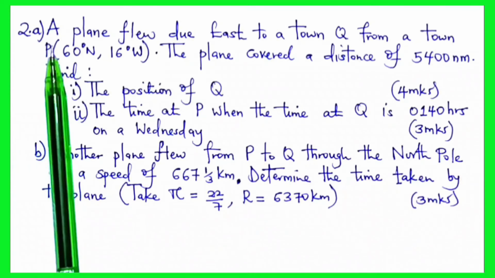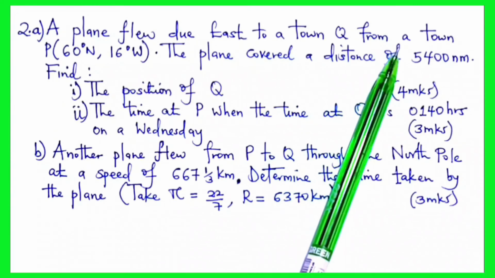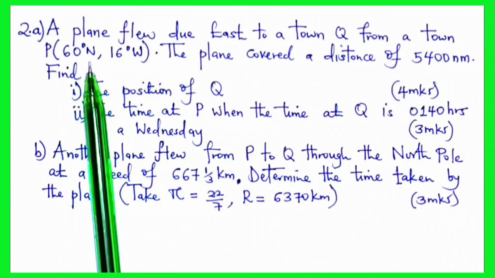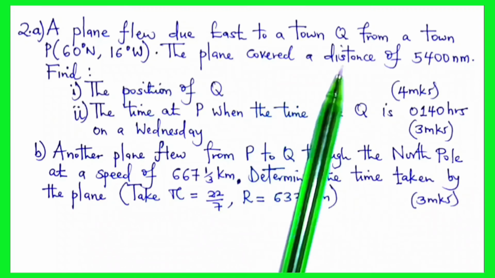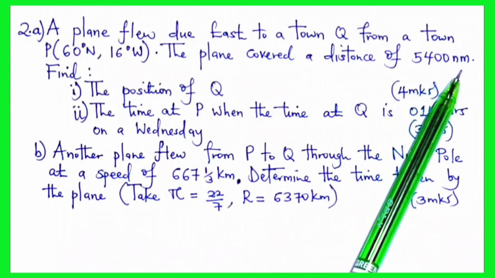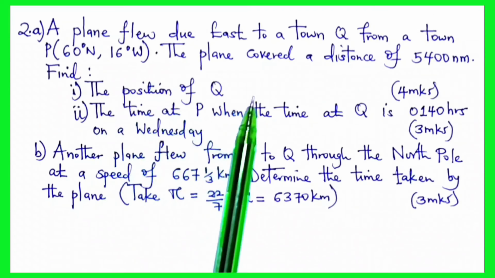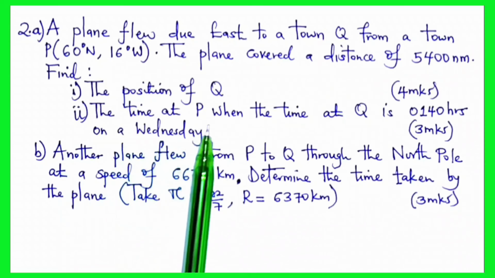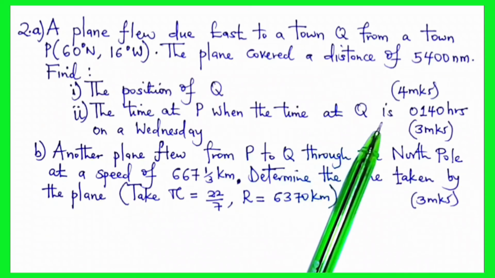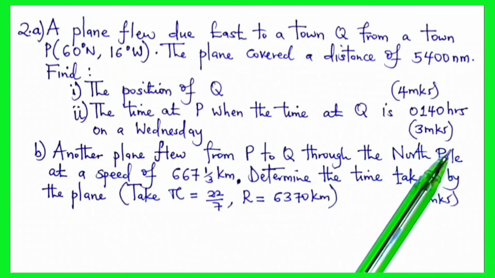Question 2a. A plane flew due east to a town Q from a town P 60 degrees north, 16 degrees west. The plane covered a distance of 5,400 nautical miles. Find, Roman 1, the position of Q, 4 marks. Roman 2, the time at P when the time at Q is 0140 hours on a Wednesday, 3 marks.